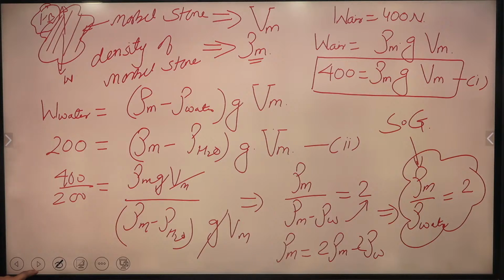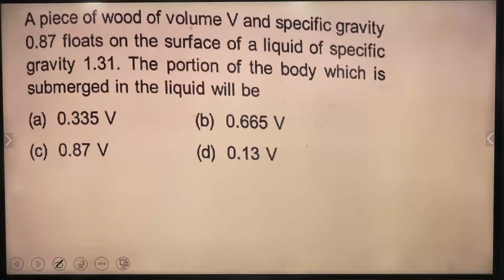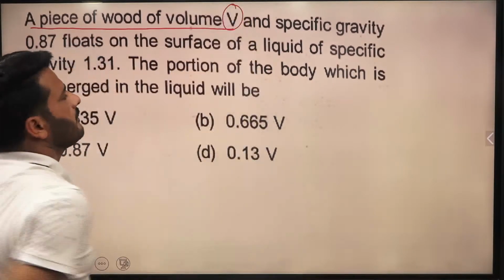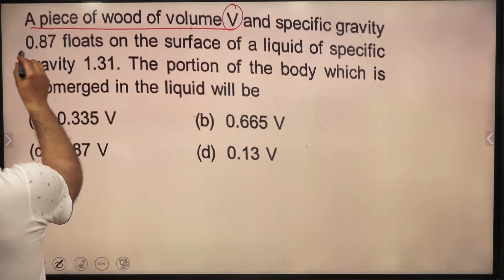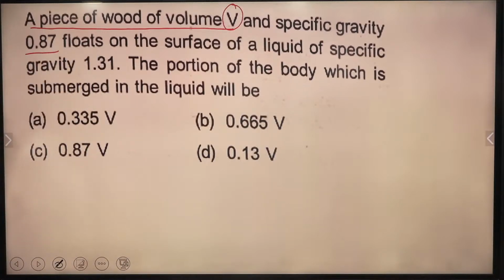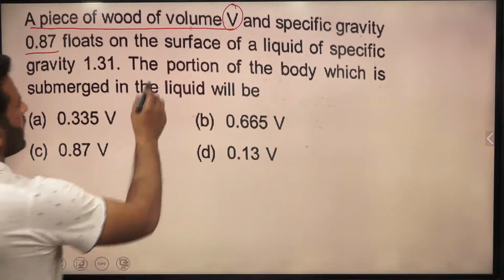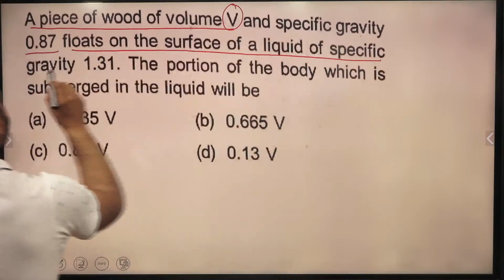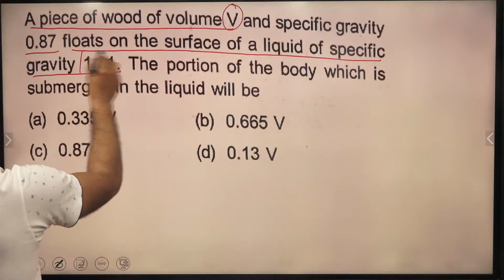Is it okay? So I'm proceeding further. Here's the next question, guys. Have a look at this one and let me know what the answer is. In this question, a piece of wood of volume V is given. The specific gravity of the wooden block is 0.87, and it floats on the surface of a liquid whose specific gravity is 1.31.